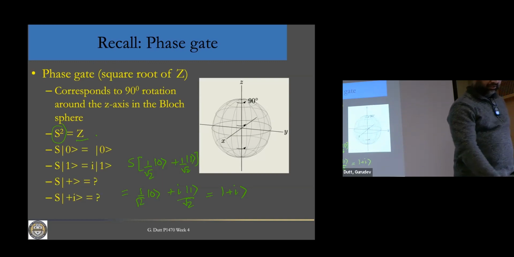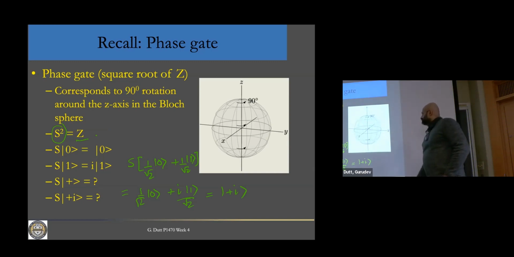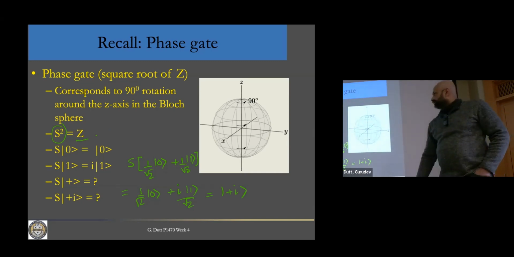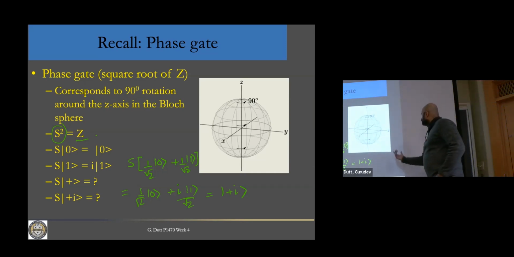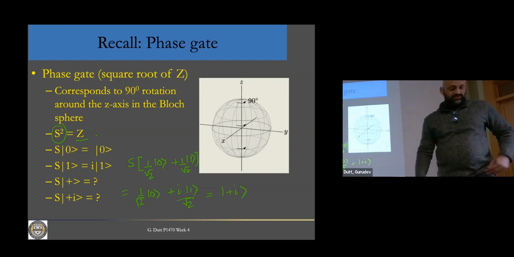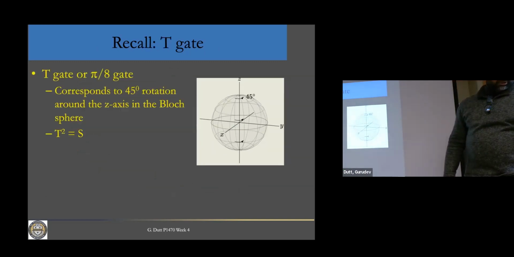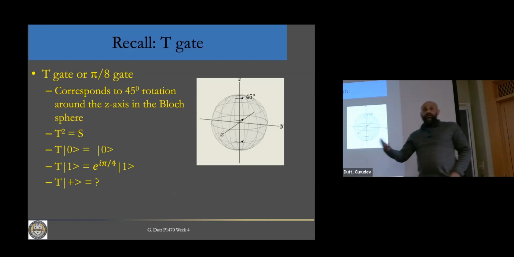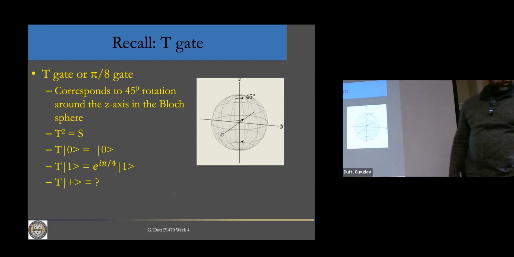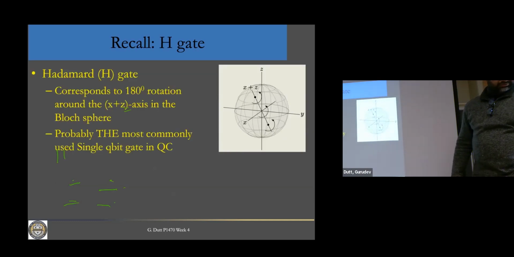Okay, this is from last week. We had several gates that we introduced. This was the phase gate, which is a square root of the Z gate, corresponds to a 90-degree rotation around the z-axis in the Bloch sphere. And then we had the T gate, which is the square root of S, and that corresponds to, therefore, a 45-degree rotation. We went through all this last class.